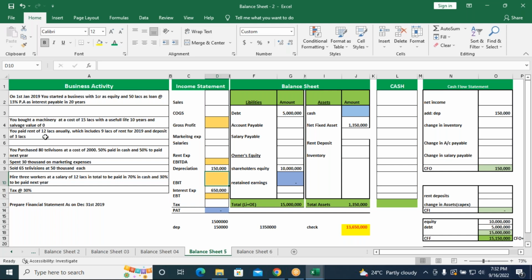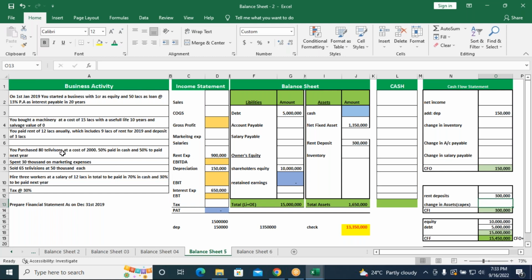So we have paid the rent of 12 lakh rupees annually, which includes 9 lakh rupees of rent and a deposit of 3 lakhs. So out of this 12 lakh, 9 lakh is my rent. So here I will tell it as equal to 9 lakh. 9 lakh is the rent and deposit. So rent deposit will be 3 lakh. So here I have to show the deposit. Rent deposit is 3 lakh. So 3 lakh rupees I have shown.